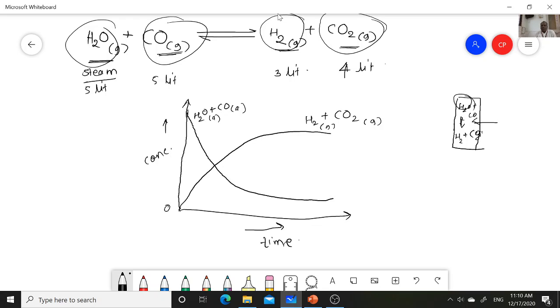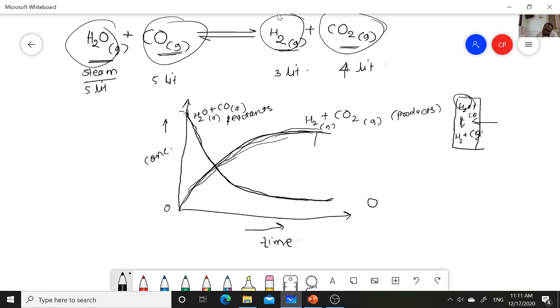When these are the products, and these are the reactants, what is happening? In this graph, the concentration of the reactant is not going to be 0, and the concentration of the product is not going to be more than the concentration of the reactant molecule. This is the gas.